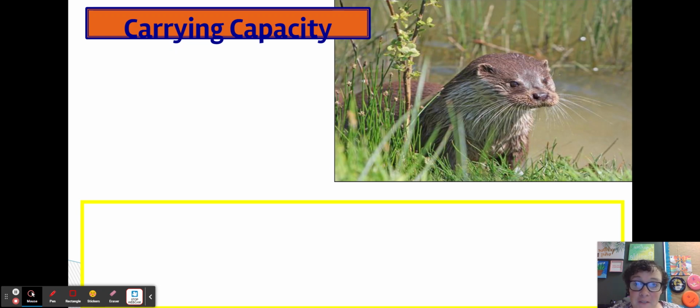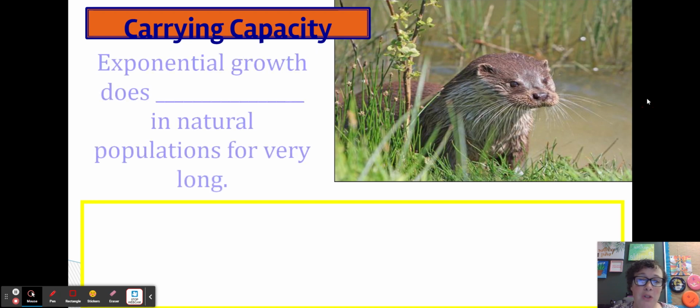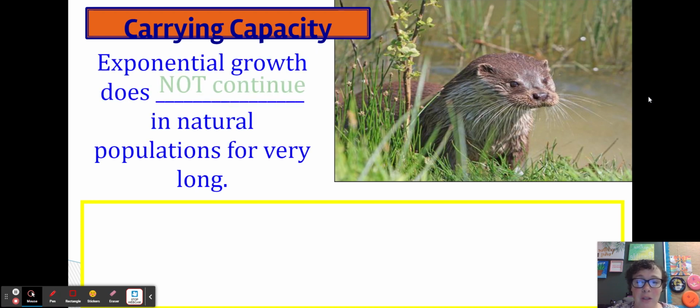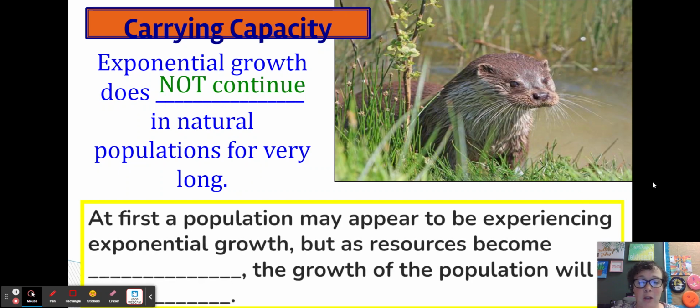When those limiting factors come into play, such that the population reaches a point where the resources will only sustain a certain amount, where only a certain number of organisms can live, exponential growth doesn't continue any longer, and we move towards a different type of growth. That different type of growth moves us towards our carrying capacity.